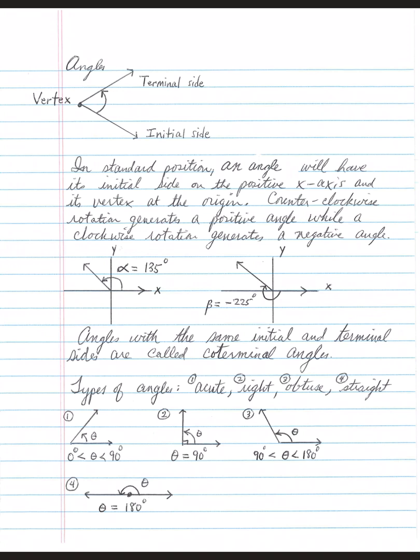Let's look at some types of angles. The first one is acute, and that's where you have an angle that opens up somewhere between 0 and 90 degrees. If your angle opens up exactly 90 degrees, that's called a right angle. Many times a square will be placed inside to signify a right angle. An obtuse angle opens up somewhere between 90 and 180 degrees, and if an angle opens exactly 180 degrees, that's called a straight angle.